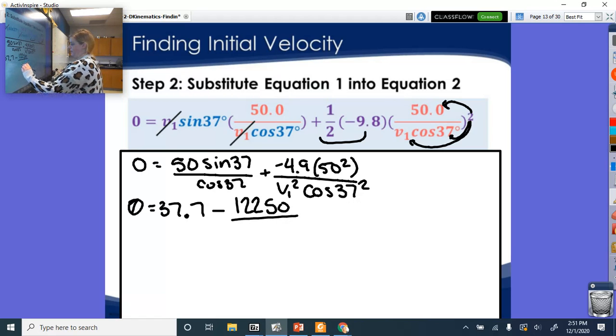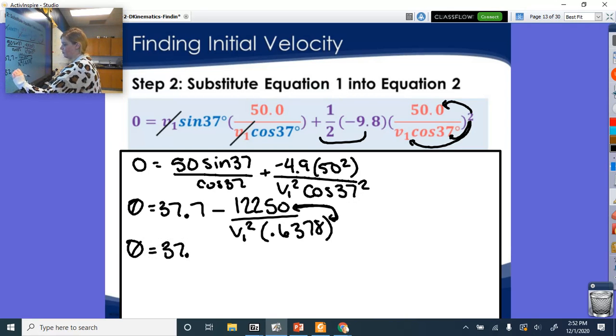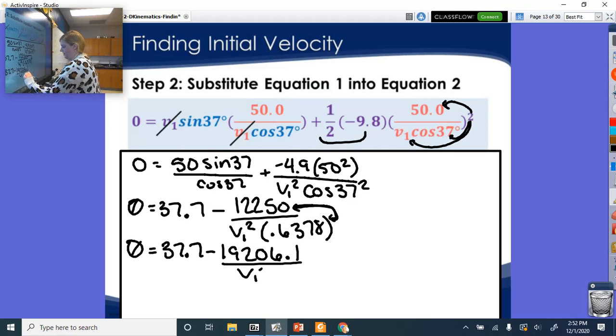12,250 divided by v1 squared, and the cosine of 37 squared is 0.6378, and so on. So now I'm going to go ahead and simplify these two numbers by doing that division. So 12,250 divided by the decimal answer. So we have 37.7 minus 19206.1 basically over v1 squared.